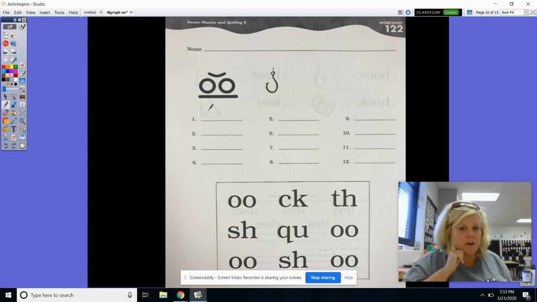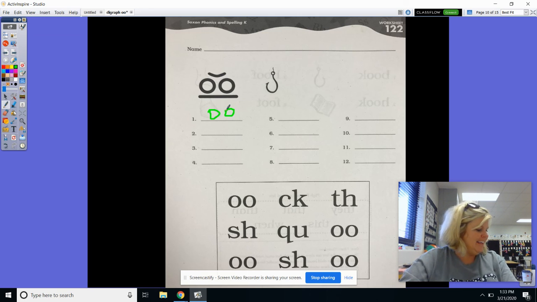Let's listen to the sounds. Are you ready? Okay, here we go. Ooh, ooh. What do you hear? Oh. All right. Now what do you hear when I say the digraph TH? Let me change that to a different color so you can see it a little bit better.